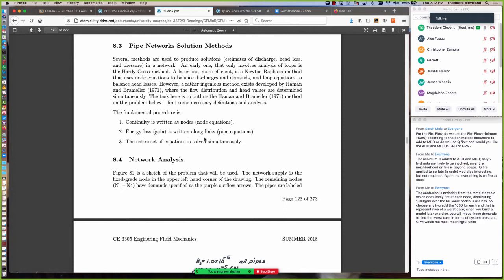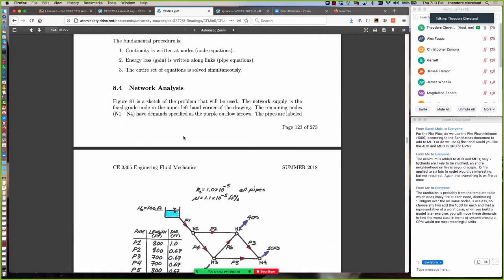And then we want to solve our pipeline network. So we've already stated continuity is written at nodes, and what this produces is a set of equations called the node equations. Clever nomenclature there. And then we have energy loss written along the links. That produces the pipe equations. The equations are assembled in a particular structure that we can take advantage of computationally in order to find the simultaneous solution. And the solution technique that's going to be used is Newton-Raphson.